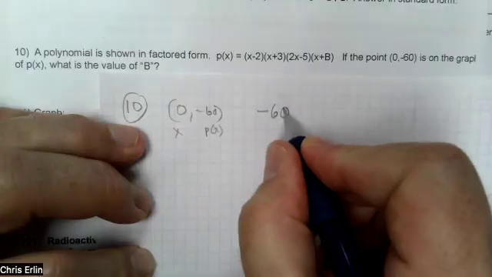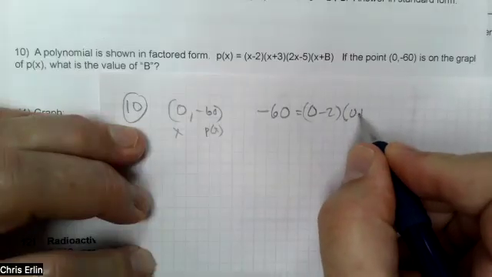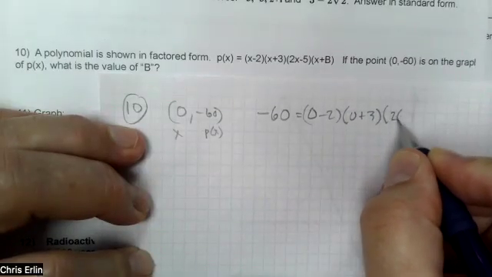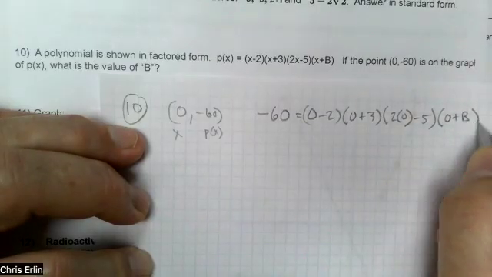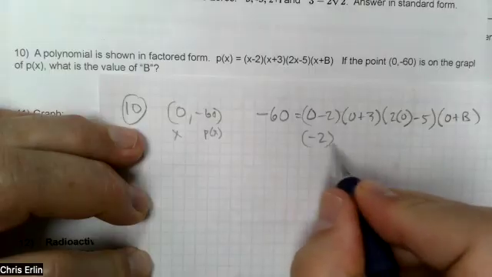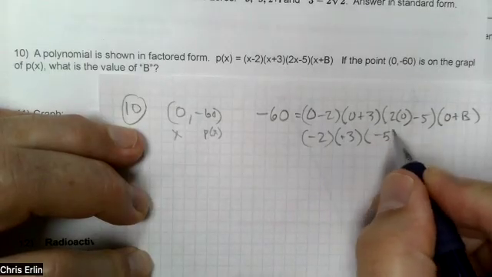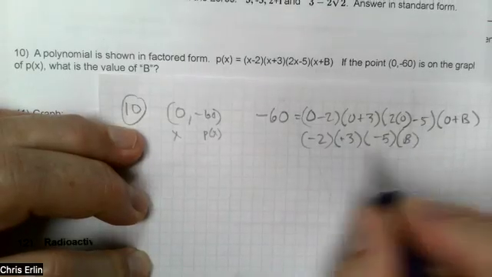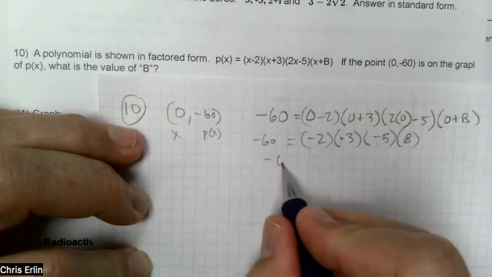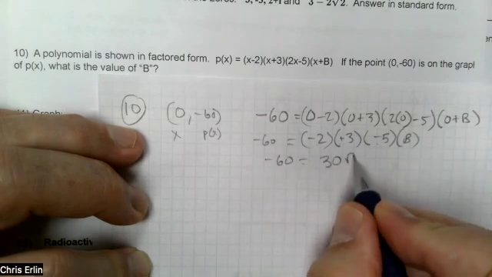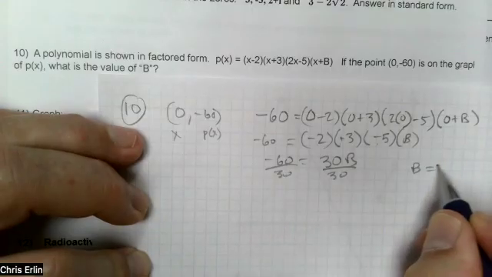So I'm going to create the equation. Negative 60 equals (0 minus 2)(0 plus 3)(2 times 0 minus 5)(0 plus b). Well, this just makes negative 2, positive 3, negative 5, and b equals negative 60. So negative 6 times negative 5 is positive 30. Negative 60 equals 30b. If I divide by 30, I get that b is equal to negative 2.